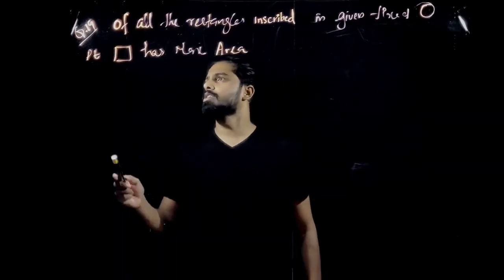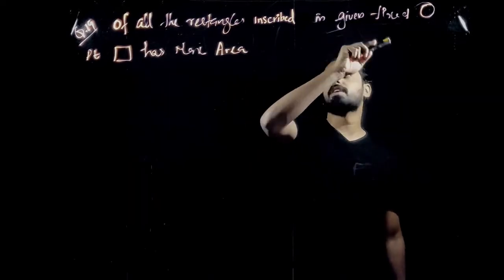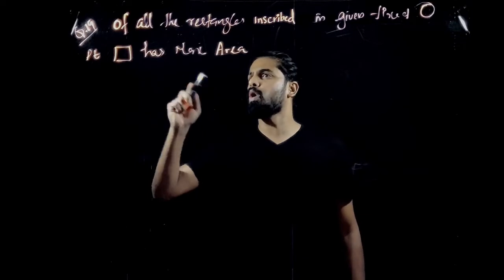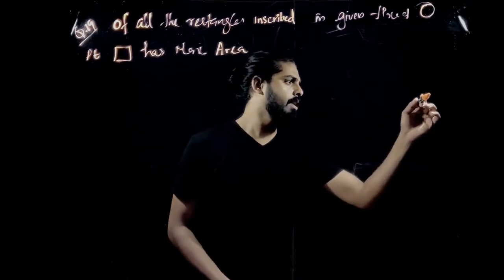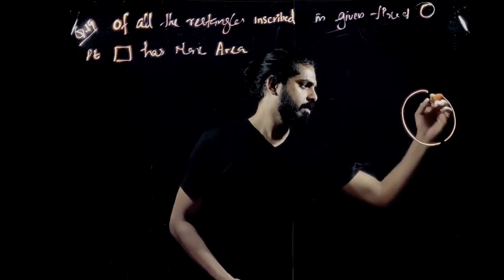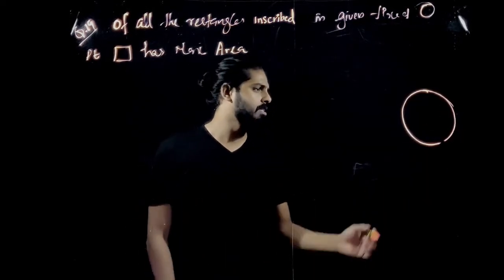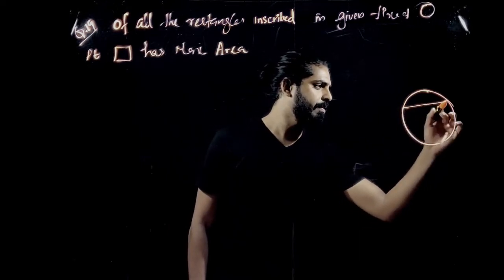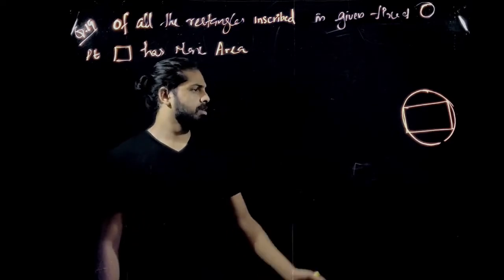So next is question number 19. Of all the rectangles inscribed in a given fixed circle, prove that the square has maximum area. So imagine a circle and there are a lot of rectangles, meaning infinite rectangles, in the circle. Okay, there are a lot of rectangles.